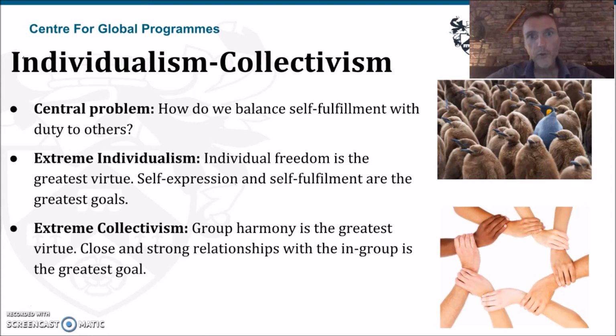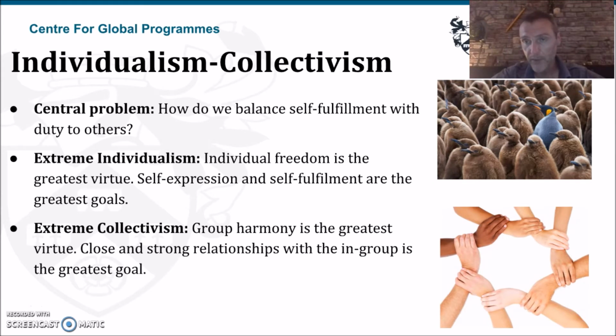Okay. So secondly, individualism and collectivism. The central problem here is, how do we balance self-fulfillment with duty to others? Okay. So extreme individualism: individual freedom is the greatest virtue. Self-expression and self-fulfillment are the greatest goals. Okay. Group harmony is the greatest virtue, and close and strong relationships with the in-group is the greatest goal.